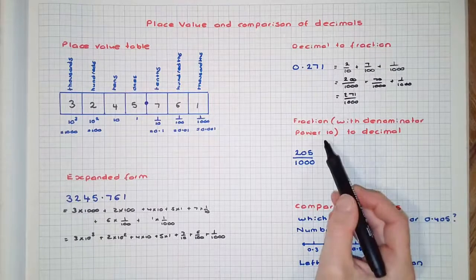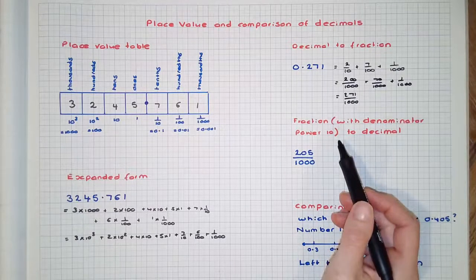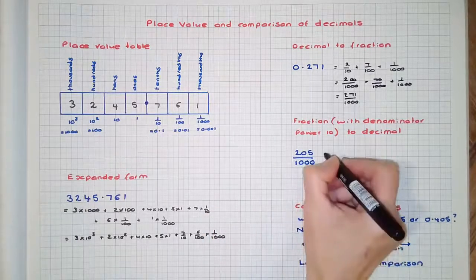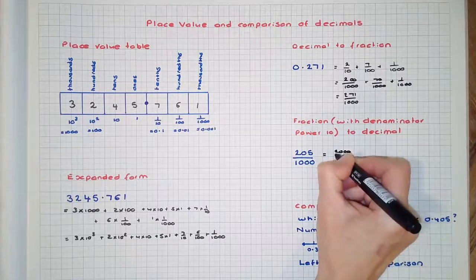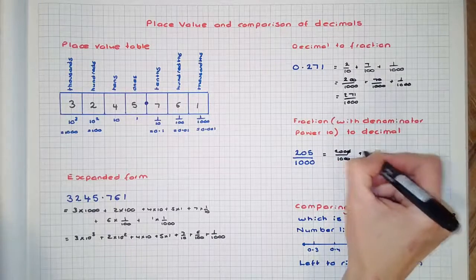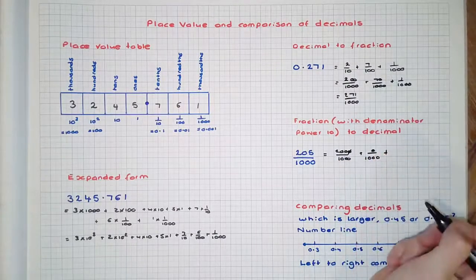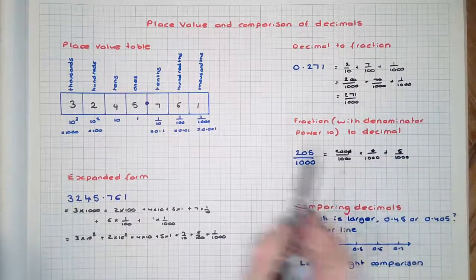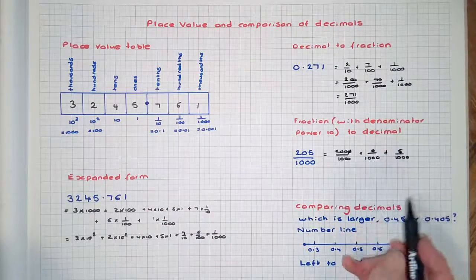Fractions with denominators of power of 10 can be converted to decimals. For example, 205 over 1,000, if we separate it, we have 200 over 1,000 plus 0 over 1,000 plus 5 over 1,000. Now what we want here is our place values, tenths, hundredths, thousandths.